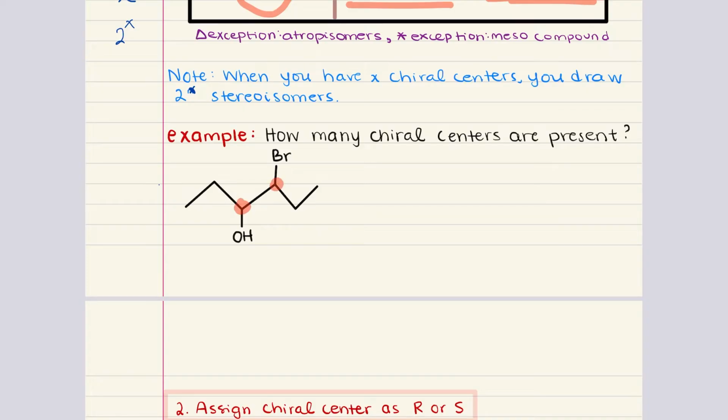What about the next carbon? This carbon is bonded to a bromine group. There's also a hydrogen, an ethyl group, and then this chain with an alcohol group. Those are 4 different groups that the carbon is bonded to. So this is also a chiral center. Let's look at our next carbon. This carbon has 2 hydrogens, so it cannot be a chiral center. And this end carbon is another methyl group, which also cannot be a chiral center. So this molecule has a total of 2 chiral centers.